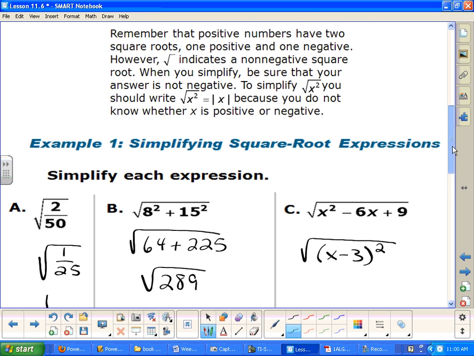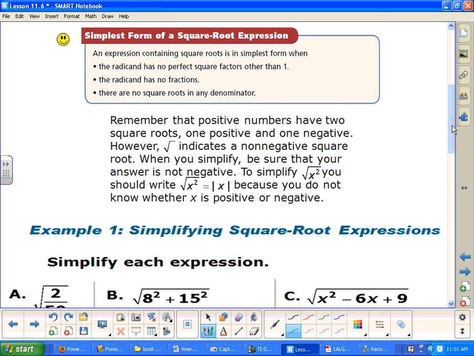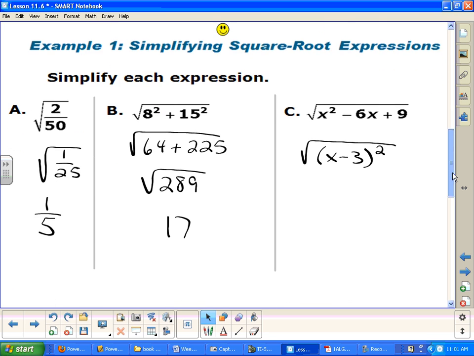So it says up here that if I have this situation, where we're doing the square root of something squared, then what I get is going to be the absolute value. So in this case, the square root of the quantity x minus 3, squared, is going to be the absolute value of x minus 3. Not just x minus 3, but the absolute value of it, because it could be a positive or a negative number, either way.